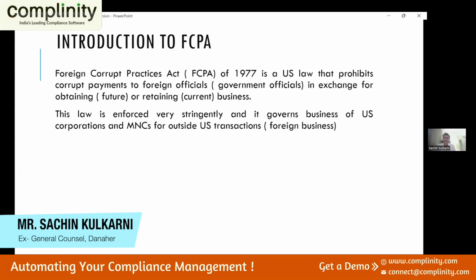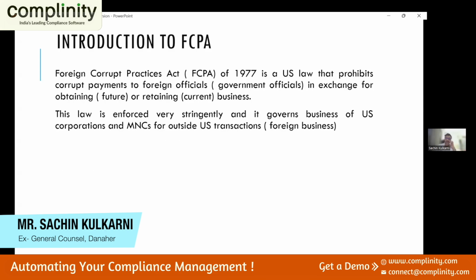Then they started enforcing this law very stringently. This law governs the business of corporations and MNCs for transactions outside the US. The law is titled the Foreign Corrupt Practices Act. It is not titled the US Corrupt Practices Act, right? By nature, it is designed to prevent bribery in the course of business done by US companies outside the US. For a US corporation, a business in India is a foreign business, and while doing that business, this law intends to prevent any risk of bribery. That's how the law is designed.